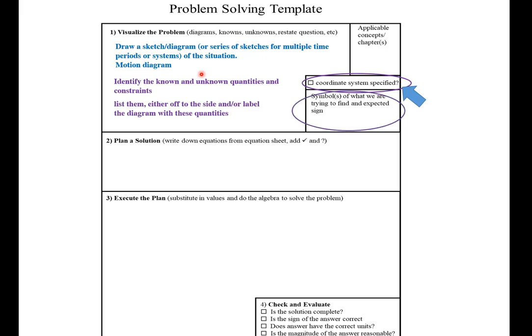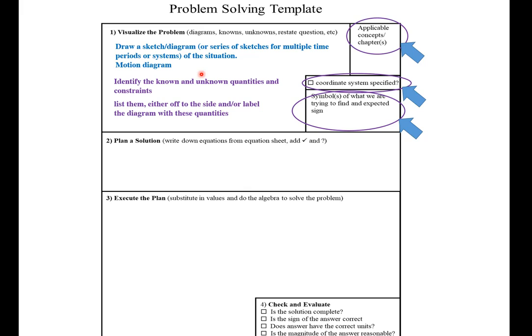And also you have to identify the symbol of what you're trying to find and the expected sign. That is also really important. When you predict the sign, you can look at the coordinate system and then predict the sign based on the coordinate system.